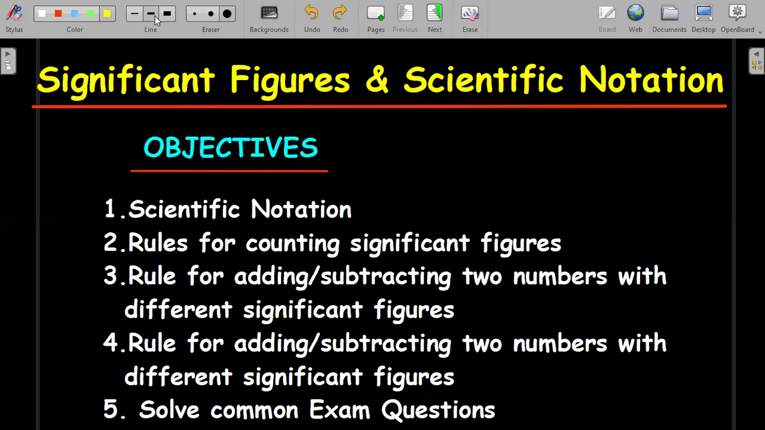These are the objectives that I've outlined. We'll get to know what scientific notation is. I know you have an idea of it from your secondary school. Then we are going to look at the rules for counting significant figures, and the rules for adding and subtracting two numbers that have different significant figures. And then we also look at the rules for, so here it's a typing error, I should have written multiplying and dividing two numbers with different significant figures. And lastly, as we go through all these, we are going to solve common exam questions.